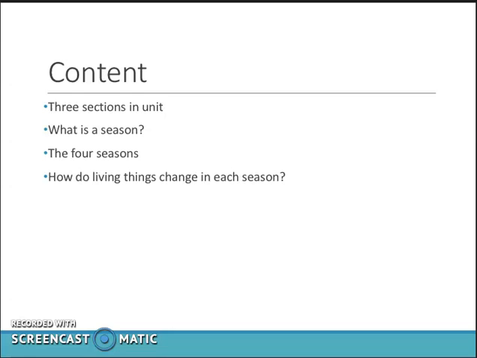This unit will be split into three sections. The first will be what is a season. We'll identify what a season is. We'll look at the broad definition. Then next, we'll dive into each of the four seasons. And in this portion, students will be given a graphic organizer, which I'll discuss in a minute. And then lastly, we'll put it all together and figure out how living things change in each season.